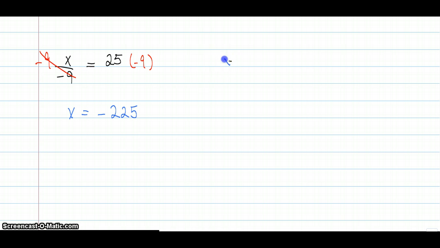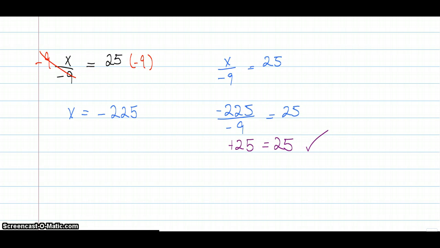Now when I go to the side to check it, remember I have x divided by negative 9 is equal to 25. Negative 225 divided by negative 9 is equal to 25. Now let's see if this is true. Negative divided by negative is equal to a positive. So positive 25 is equal to positive 25.